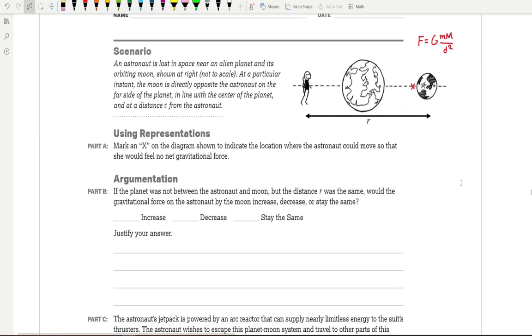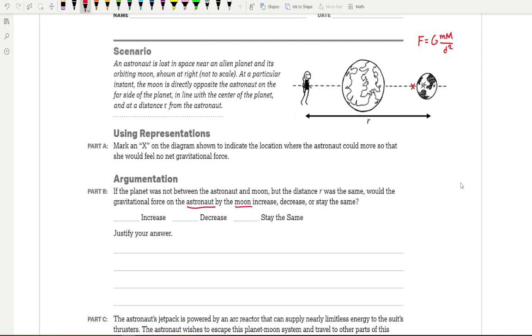Let's see, if the planet was not between the astronaut and the moon, but the distance r was the same, would the gravitational force on the astronaut by the moon increase, decrease, or stay the same? Okay, so we have to be careful here with what it's asking us because it says if the planet was not in between the astronaut and the moon and the distance r was the same, what would the gravitational force on the astronaut by the moon?